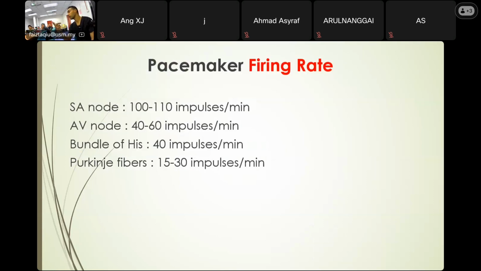All right? Very important question for SBA especially. So they'll ask, if the SA node has a problem, what is the next pacemaker, and what is the heart rate you can see on an ECG?